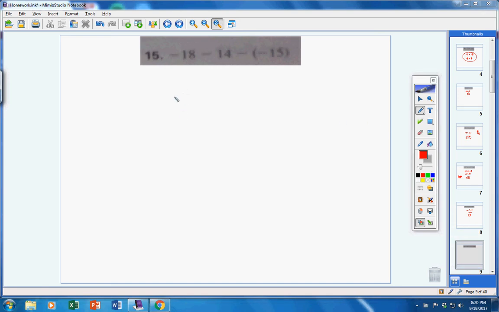On number 15, the 18 is negative, the 14 is negative. Your 15 has two signs. They're both the same, so we have a positive 15. Add up all of your negatives, negative 32. Add up all of your positives, positive 15. So you owe 32. You have $15 in your wallet. Pay off as much of your debt as you can, and you're still left with a negative 17.